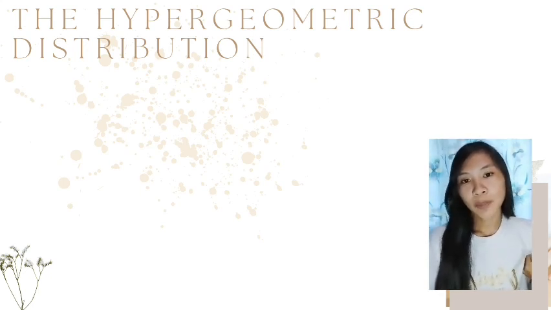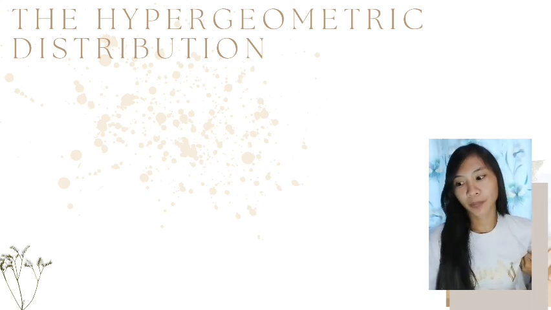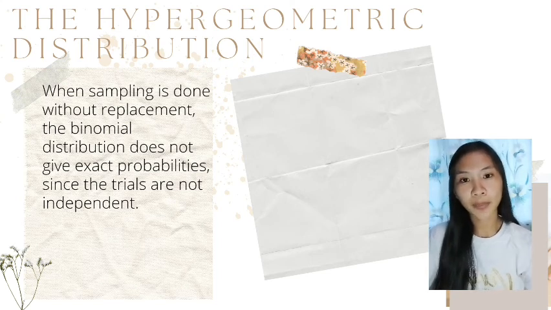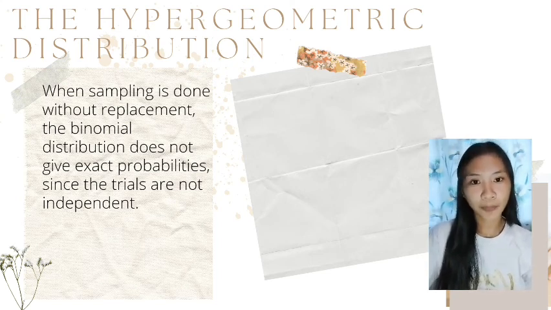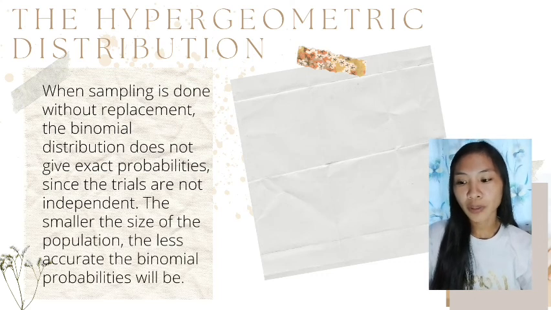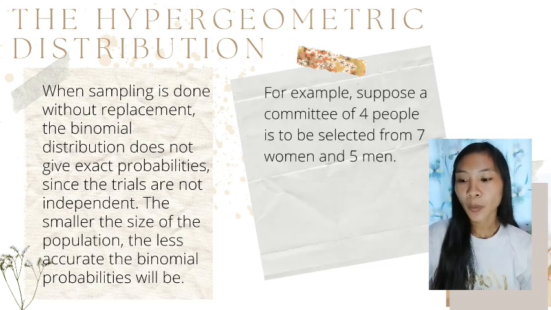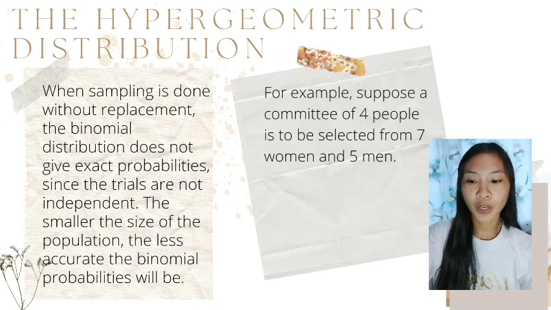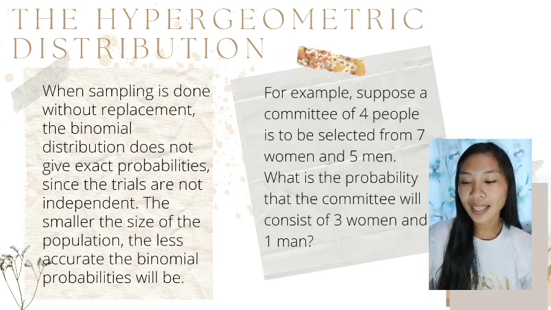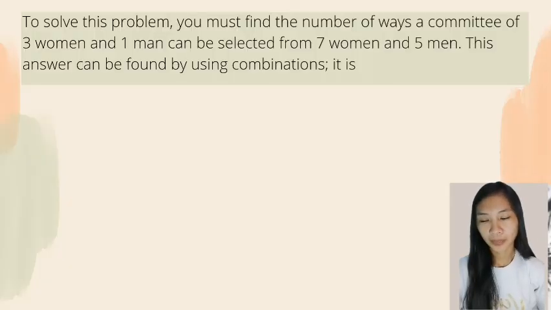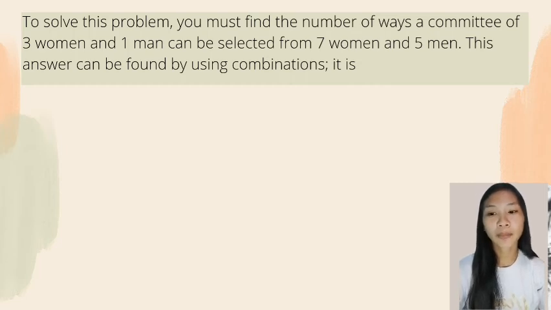Next, another type of distribution is the hypergeometric distribution. When sampling is done without replacement, the binomial distribution does not give exact probabilities since the trials are not independent. The smaller the size of the population, the less accurate the binomial probabilities will be. For example, suppose a committee of 4 people is to be selected from 7 women and 5 men. What is the probability that the committee will consist of 3 women and 1 man? To solve this problem, you must find the number of ways a committee of 3 women and 1 man can be selected from 7 women and 5 men.